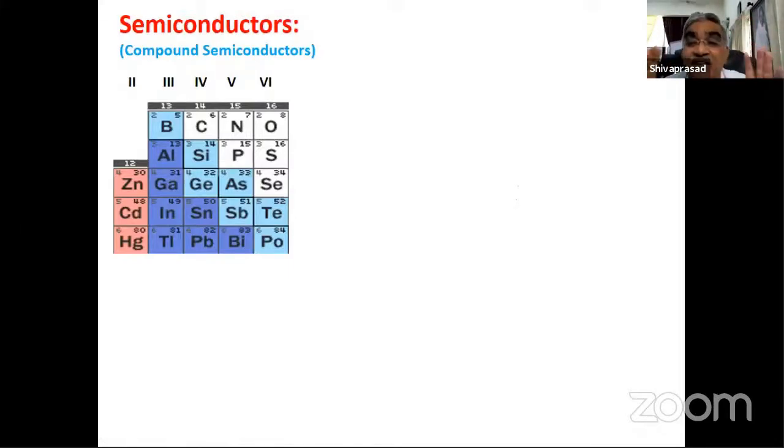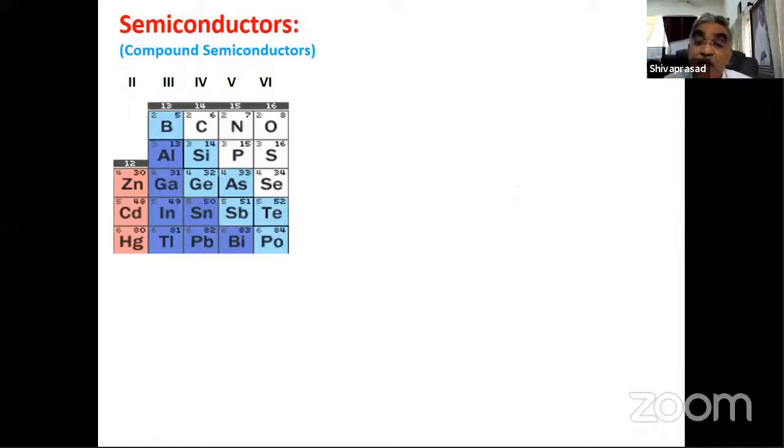And these are very, very important materials. These are very, very important semiconductors because, and how do you characterize a semiconductor? By its band gap. That is the main character. There are other characters also, but the main way you can characterize them is by the band gap.